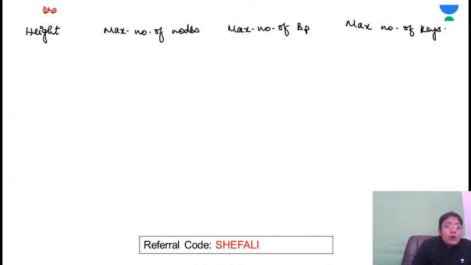So if the order is P, then the maximum number of block pointers will be P, and the maximum number of keys will be P minus 1.